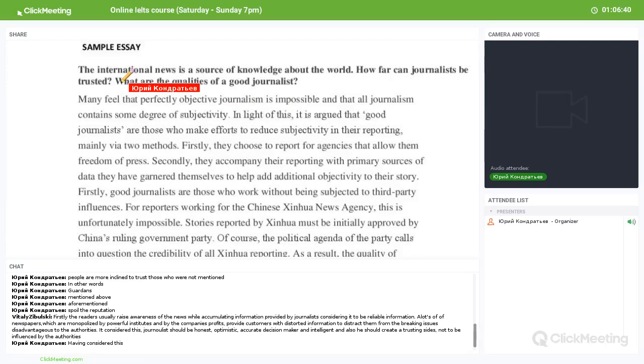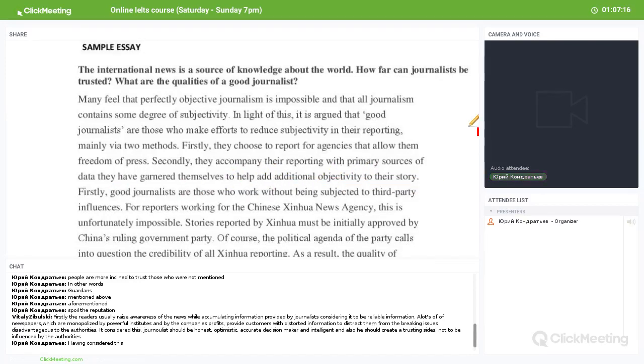Okay, and here is an example of an essay. The international news is a source of knowledge about the world. How far can journalists be trusted? What are the qualities of a good journalist? Many feel that perfectly objective journalism is impossible and that all journalism contains some degree of subjectivity. In light of this, it is argued that good journalists are those who make efforts to reduce subjectivity in their reporting, mainly via two methods. Firstly, they choose to report for agencies that allow them freedom of press, and secondly, they accompany their reporting with primary sources of data to help add additional objectivity to their story.